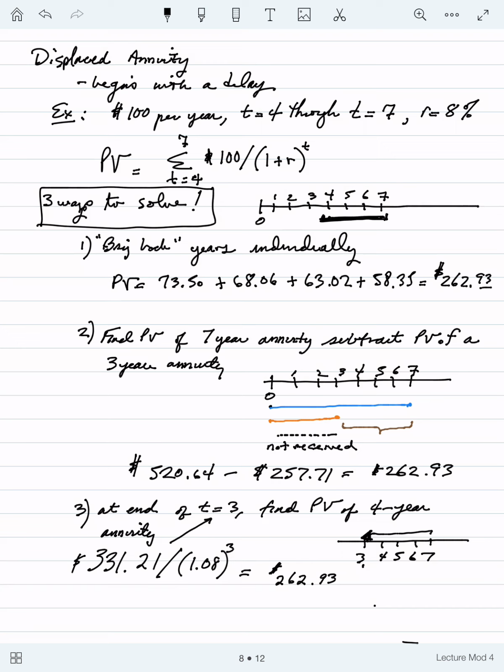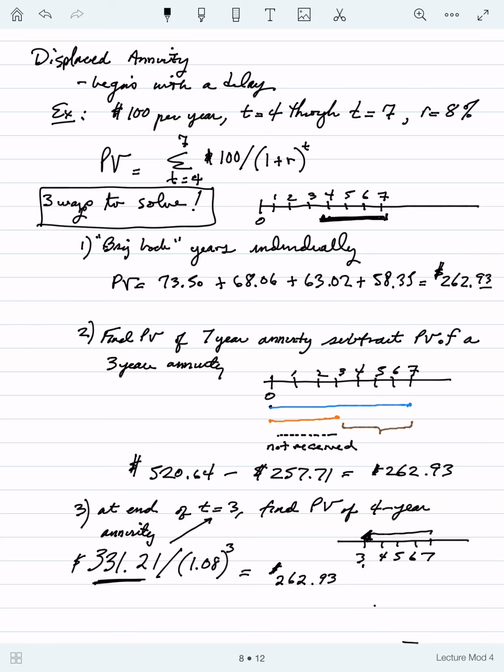No shocker there. See, $331.21. That's the present value of a 4-year annuity at the end of the year t equal 3. Okay. So the next term, this discount factor that we have, brings it all back to time period t equals 0. Okay.